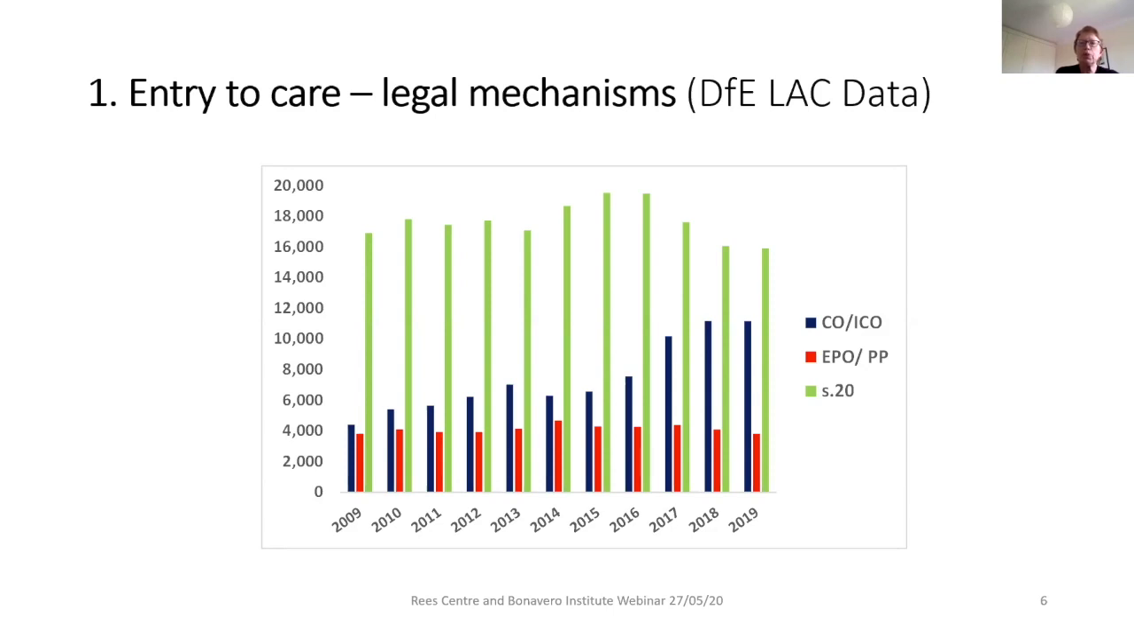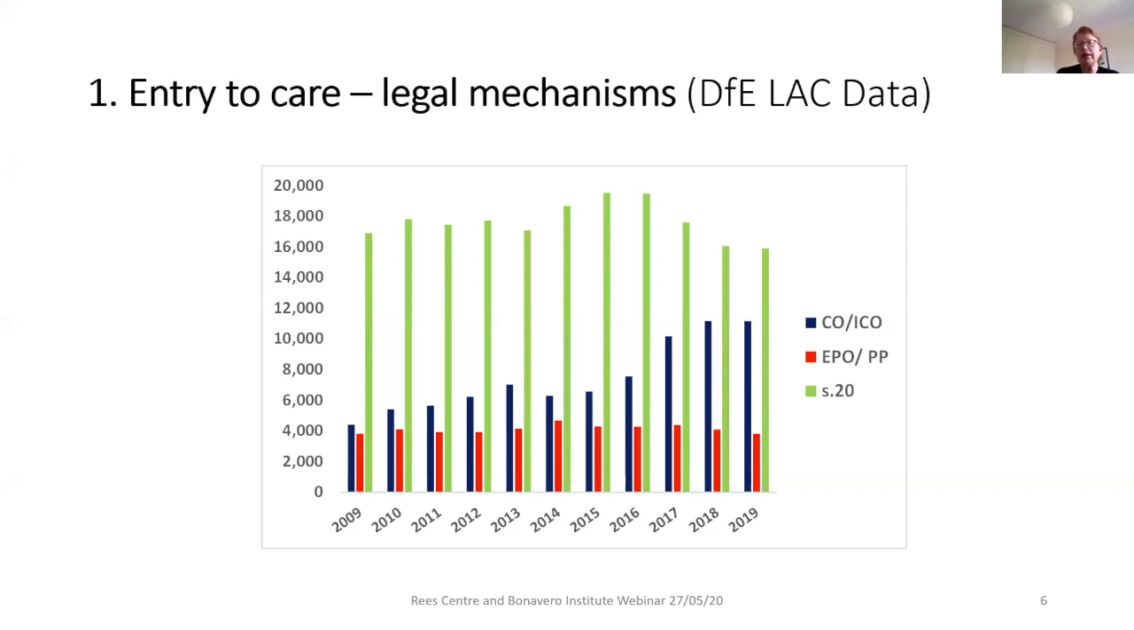What I want to point out to you are the patterns we see in these data. Firstly, Section 20, the power that the local authority has control over. We see that the majority of children enter care under Section 20 for their first entry. That proportion, or the number entering under Section 20, is also declining.